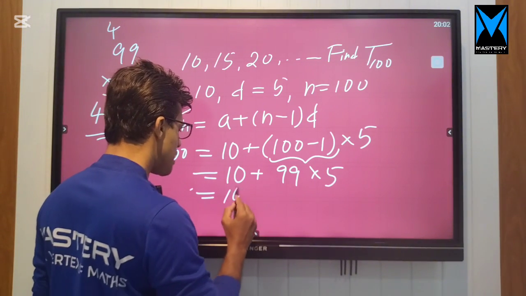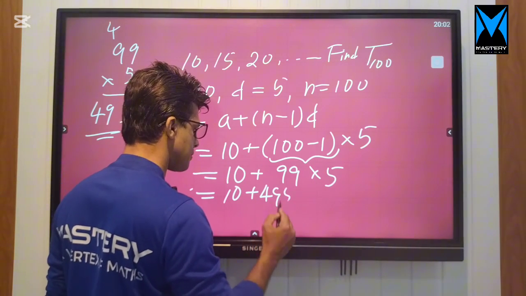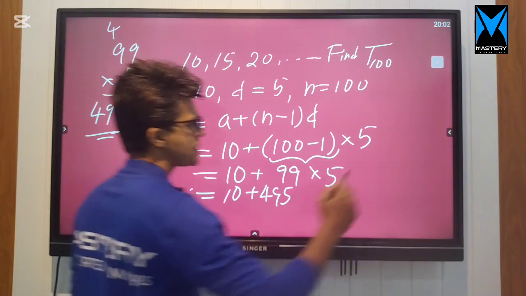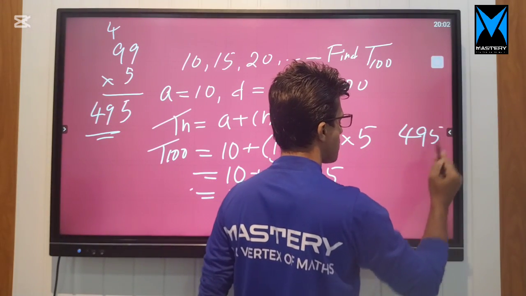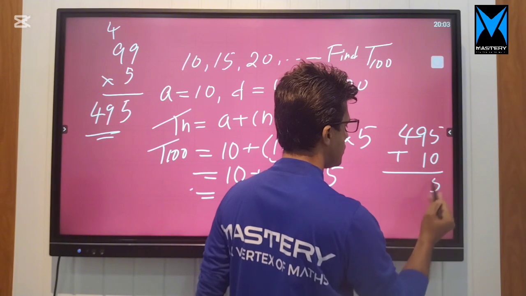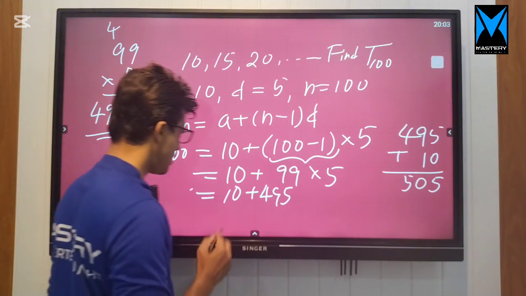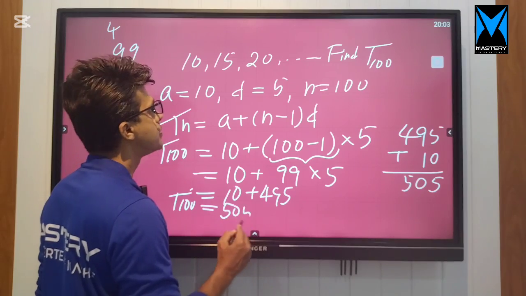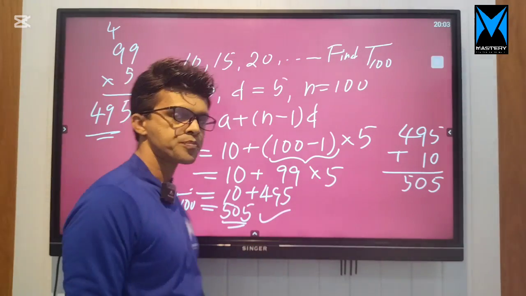So here 10 plus 495. Then this can be taken as 495 plus 10, which is 505 as the answer. So the 100th term is 505. Okay, this is the answer.